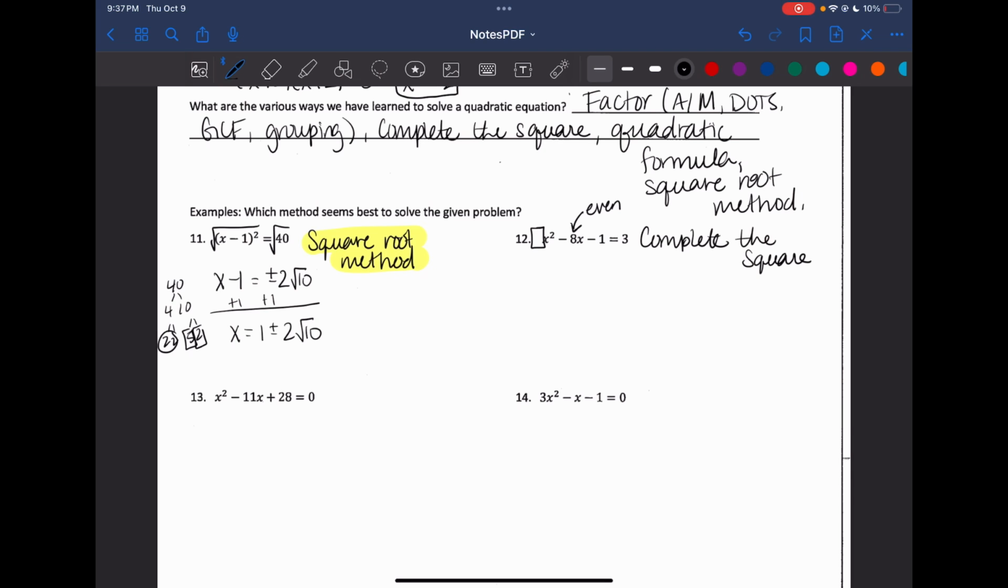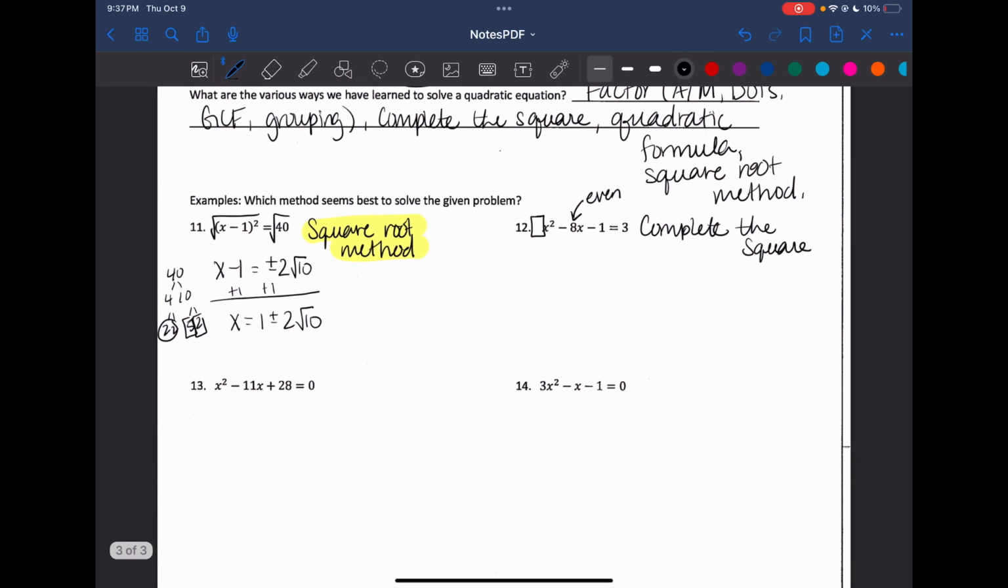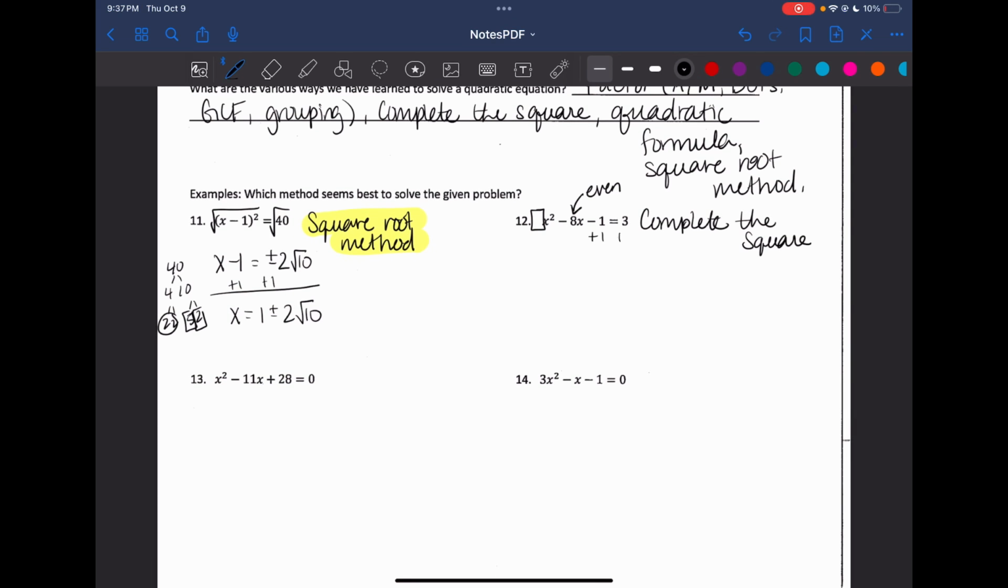So let's go ahead and do that. Remember from completing the square, first you have to isolate those x terms. So you have x squared minus 8x, and then I put in my blank, plus blank equals 3 plus 1 is 4, plus another blank.